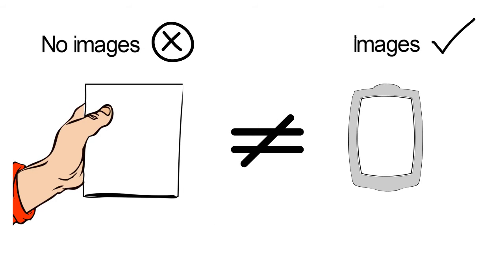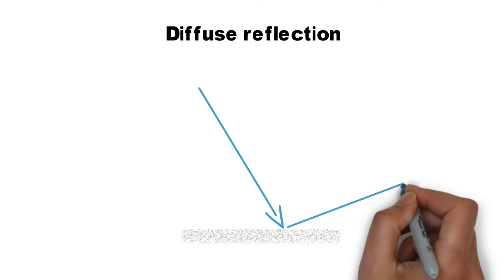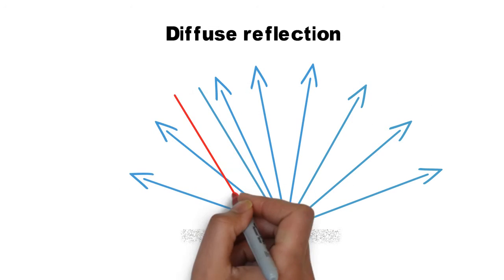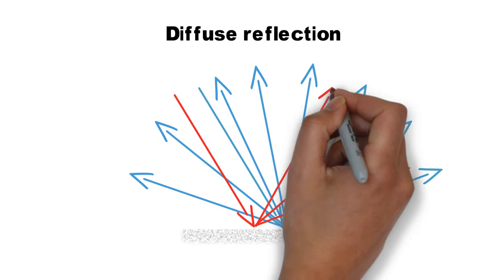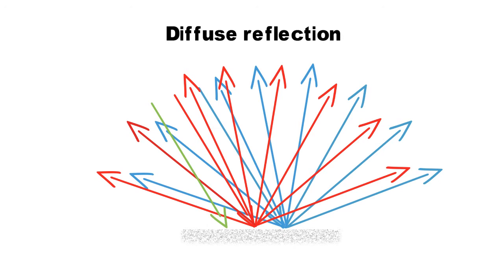The answer lies in the type of reflection taking place. There are two types of reflections: diffuse reflection and specular reflection. In diffuse reflection, the incident ray is reflected in many directions rather than a single direction. It happens because of the multiple reflections taking place beneath the surface of the object. So when some light finally comes out again from the surface, it can come out in any direction.